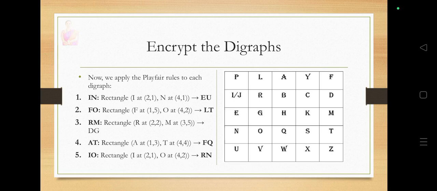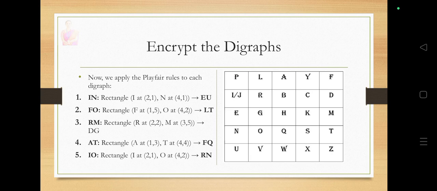Now we are going to do encryption, right? So look at the matrices. So for IN, the first pair is IN, right? For I and N, look at the matrices again. Where are I and N located? I and N are located in the same column.